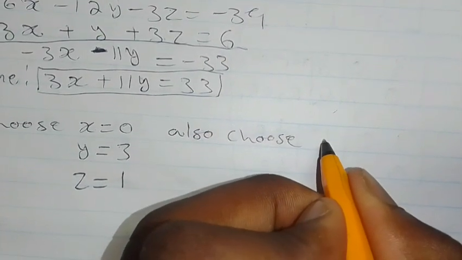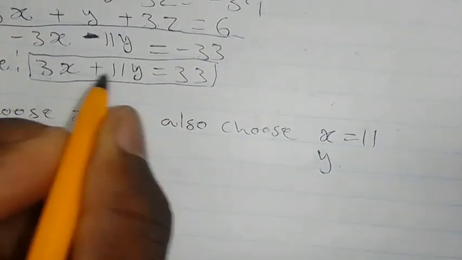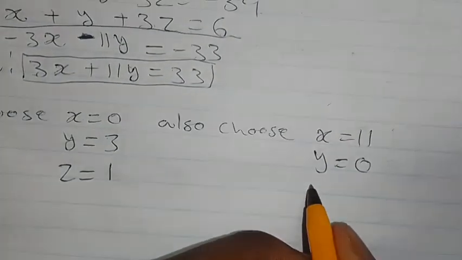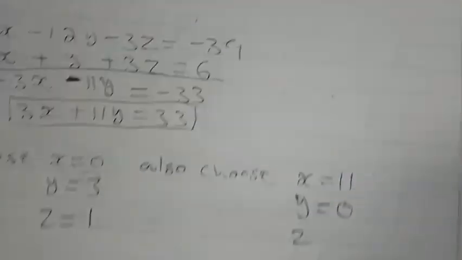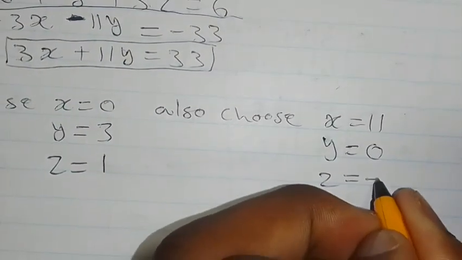So I can choose x equals 11. If x equals 11 here, plug in x equals 11, you get y equals 0. And then after that, you find the value of z. That means you just plug x equals 11 and y equals 0 into this plane, and then you find the value of z. I find the value of z to be minus 9.